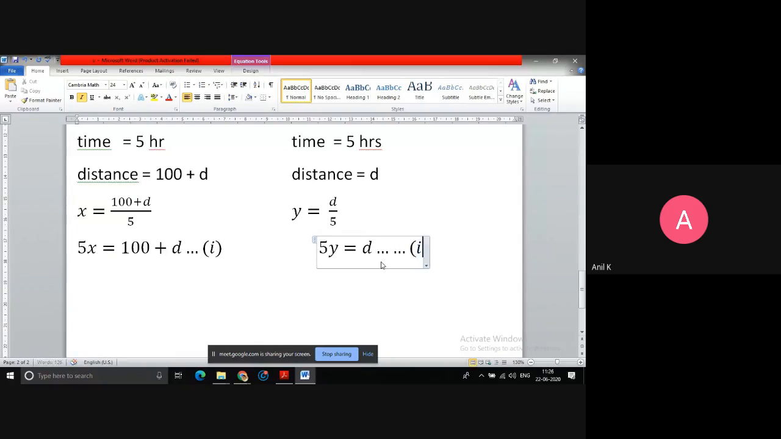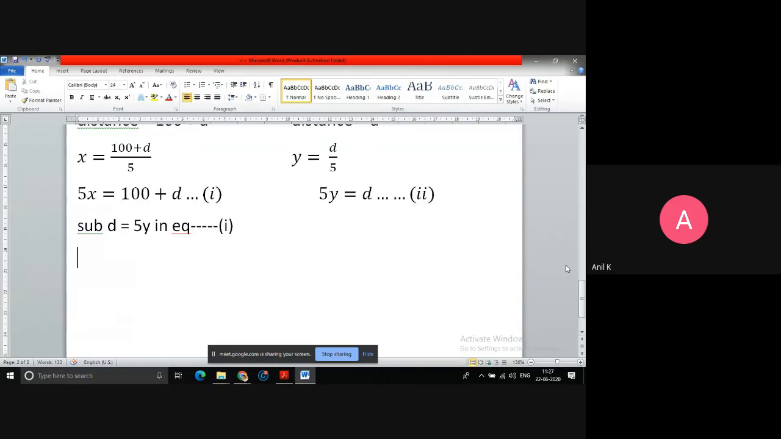This is equation number 2. If you want, you can make the statement here: substitute d equals 5y in equation 1. Let me see what you get if I substitute.